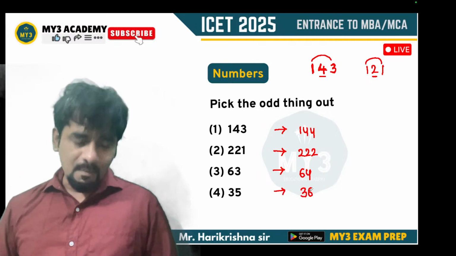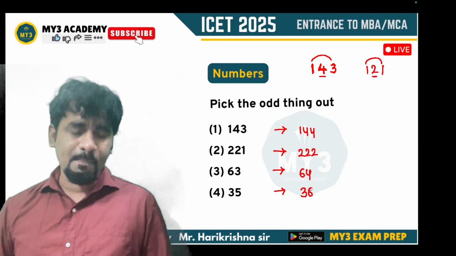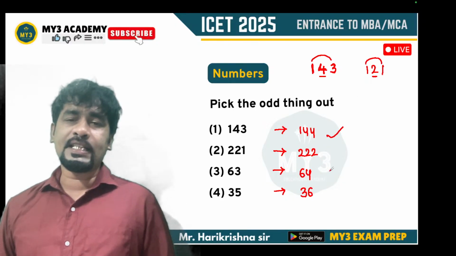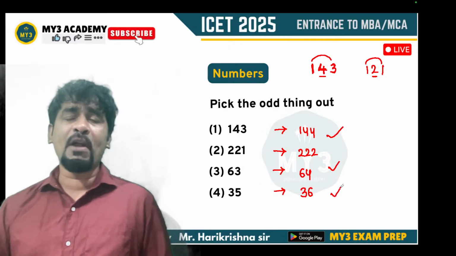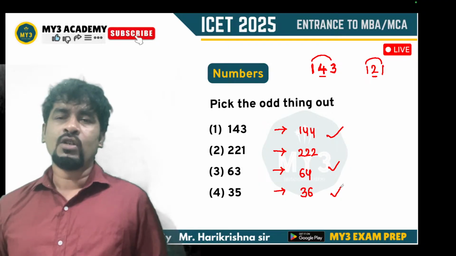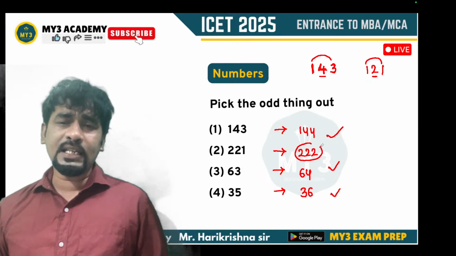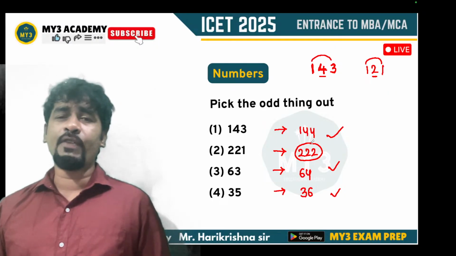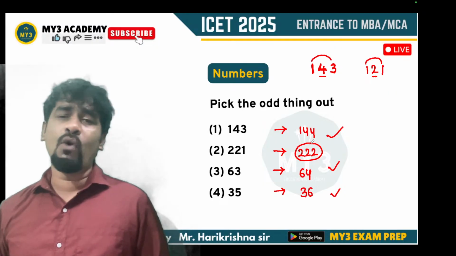Now you look at these numbers. Are you able to understand any pattern? What is the answer? So 144 and 64 and 36. These are very familiar numbers for us. What are these numbers? These are perfect squares. So 222, is it a perfect square? No, definitely not. 14 square is 196, 15 square is 225. 224, 2 is not going to be a perfect square.